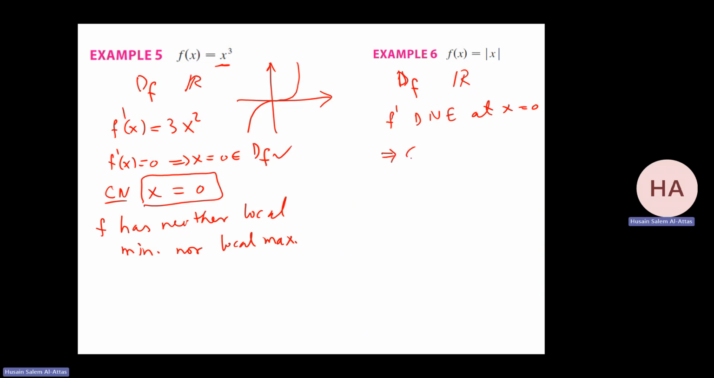So the critical number, and this belongs to the domain of f, is x equals 0. So the critical number will not come only from f prime equals 0. Sometimes it comes from when f prime does not exist. And this is an example.